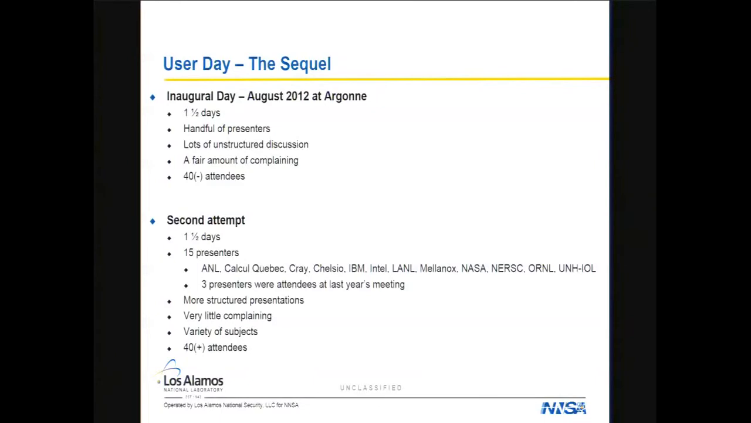This year we had 15 different presenters from all the organizations listed up there. Three of the presenters were actually attendees at the August workshop, which I thought was good. They stepped forward, and a couple of them helped plan the user day, and then they gave some presentations. If you go to the OpenFabrics website, you can see our agenda if you're interested in the detailed subject matter. There was a lot less complaining. There was still some discussion about how things worked and how people were doing different things, but I think it was much more constructive. I think it went off really well.